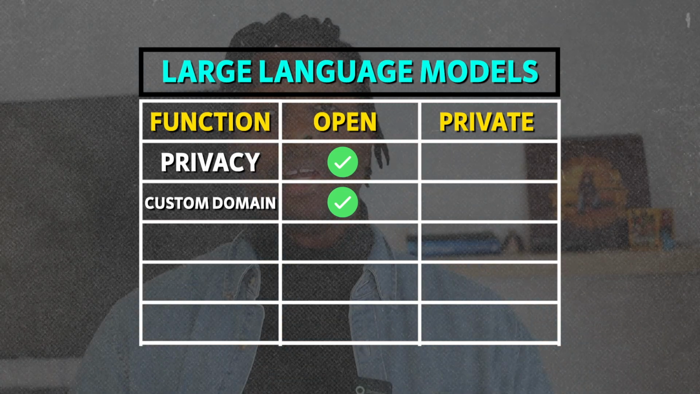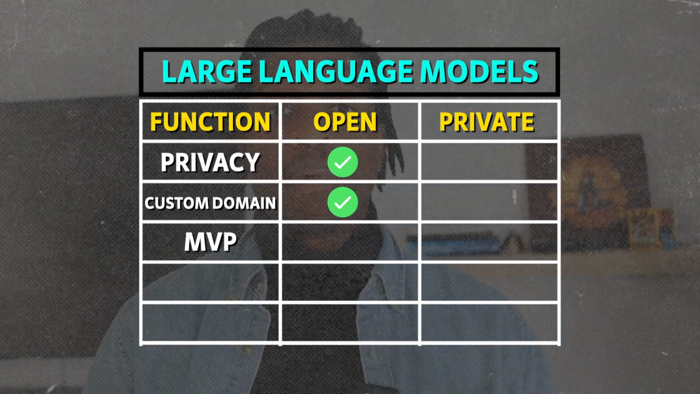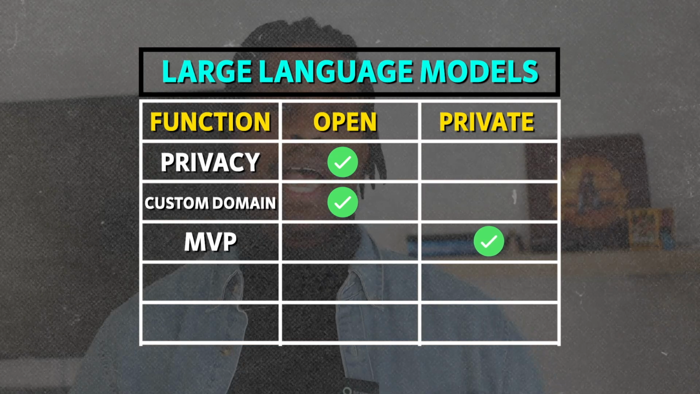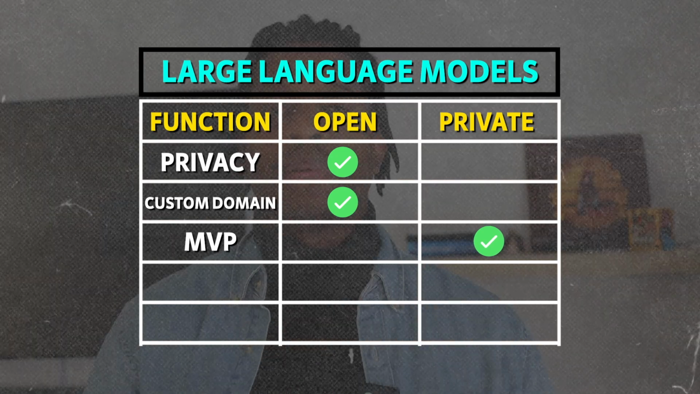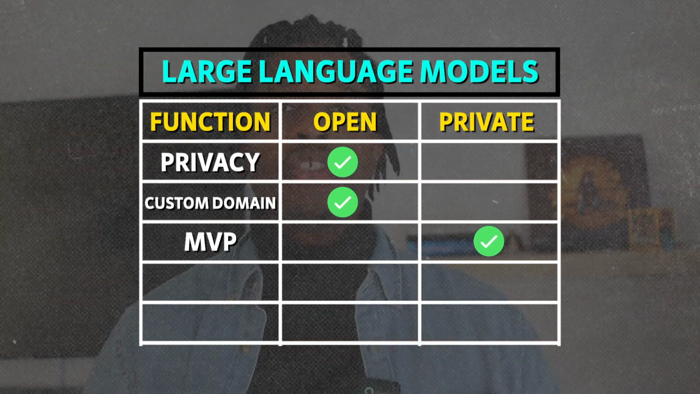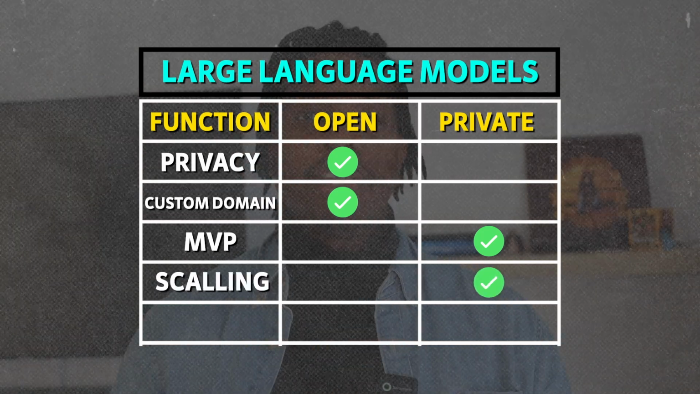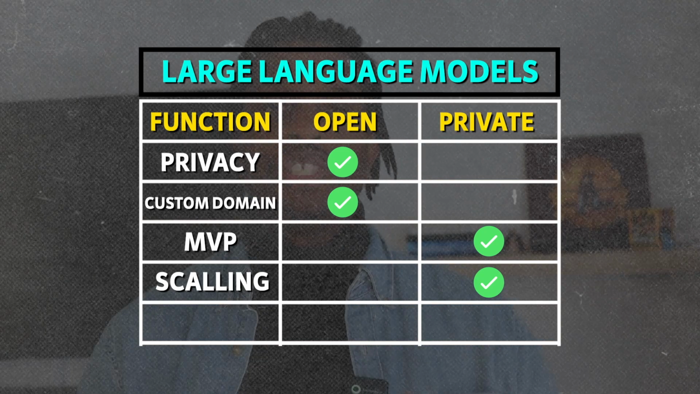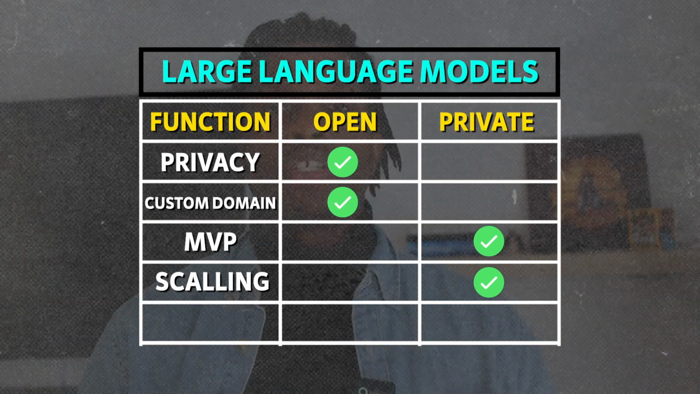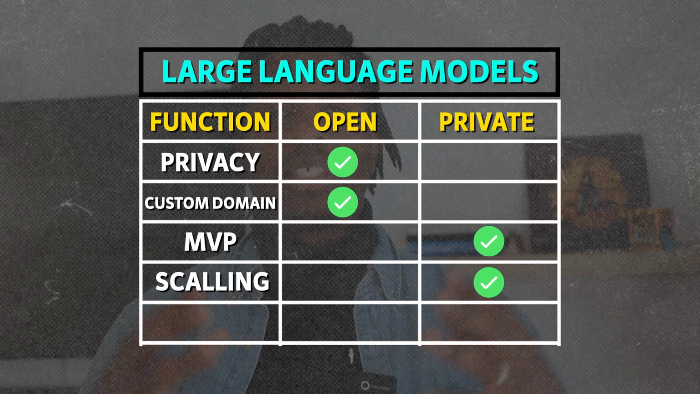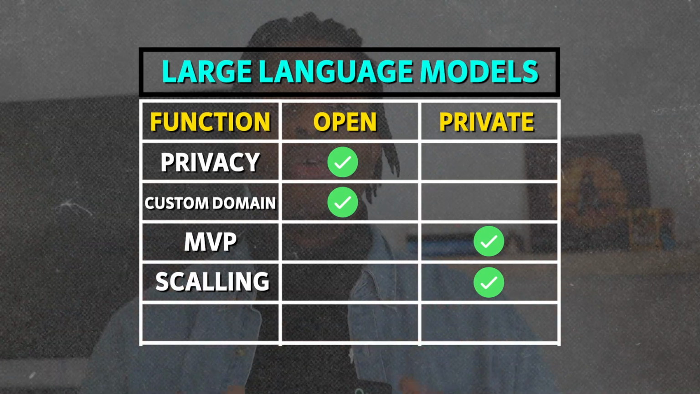When we look at it in terms of getting an MVP and a quick product out there, private probably has the edge there because the infrastructure is in place. You can just plug and play and start banging away. When it also comes to scaling, private has the edge there as well because they have the resources, the GPUs, the infrastructure to ensure that the application can scale and it can take on whatever kind of load you're expecting to take on.